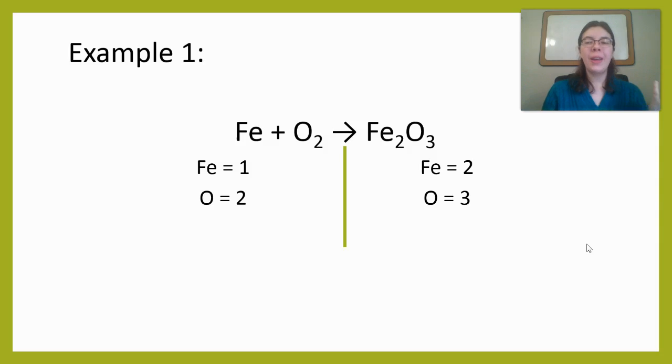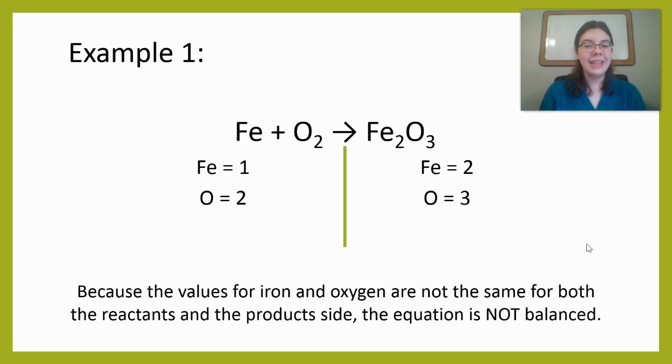So if I go ahead and look at my values on my left-hand and right-hand side, I see they're not the same. Iron's 1 on the left and it's 2 on the right. Oxygen's 2 on the left and then 3 on the right. So this isn't balanced because the numbers are not the same.